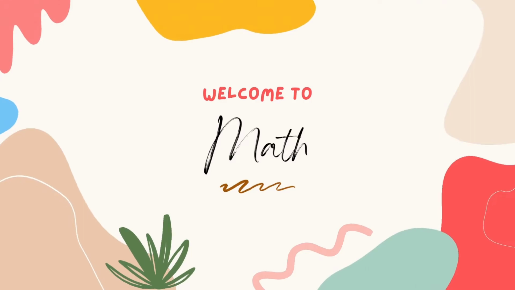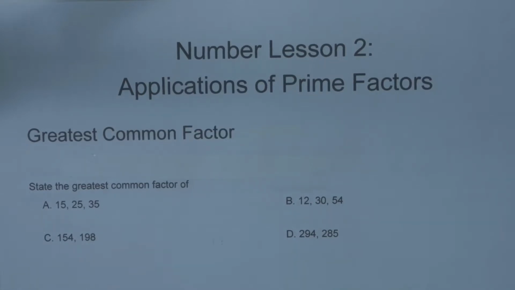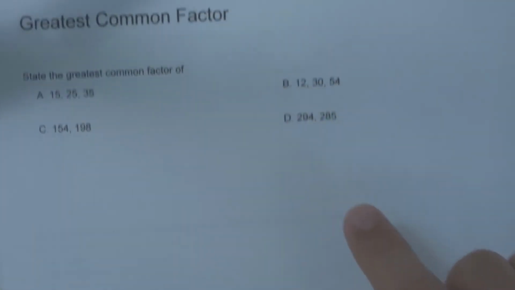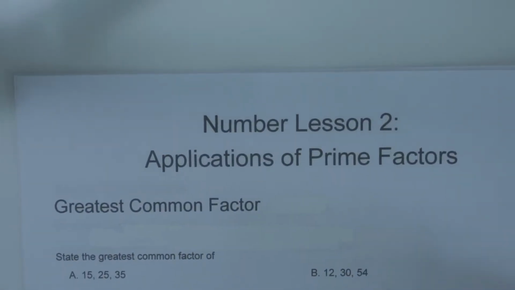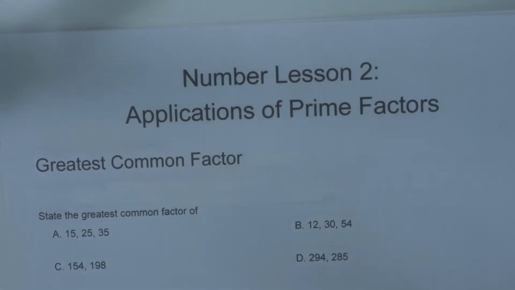Let's start our lesson. Today's lesson is lesson 2, application of prime factors. Today we have two topics. One is greatest common factors and the other one is lowest common multiple. Let's start our first topic, greatest common factors. The greatest common factor of a set of numbers is the largest factor that all the numbers share.